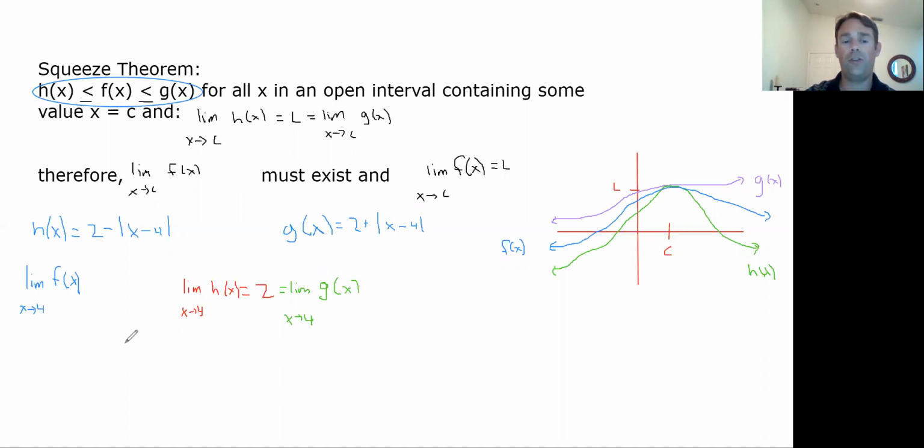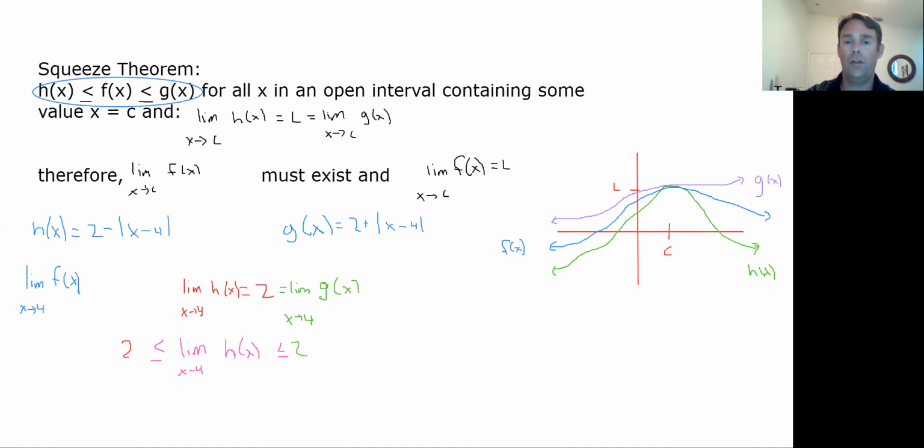Well, if I know that the outside function is 2, and I know that this limit for f of x has to be in between them, as the squeeze theorem says, since the lower limit was 2 and the upper limit was also 2, logic says that this inside one also has to be equal.